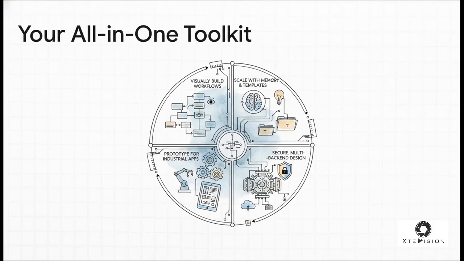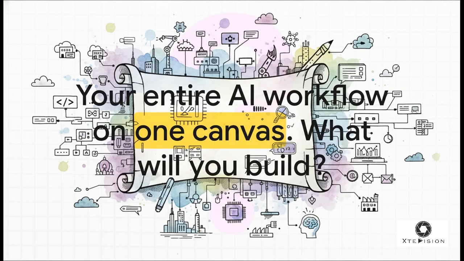So, when you pull it all together, what you have here is a single toolkit that lets you visually build these complex AI systems from the ground up, scale them out with long-term memory and templates, and even prototype for industrial applications, all while running on a secure and flexible architecture. It really brings the whole development journey, from that first spark of an idea all the way to a deployed industrial application, onto one unified canvas. So the only real question left is, what will you build with it?